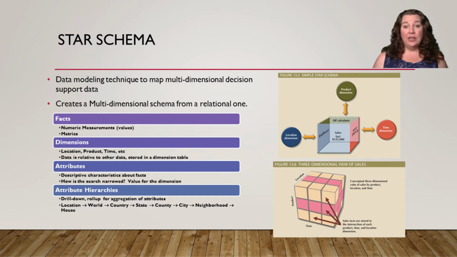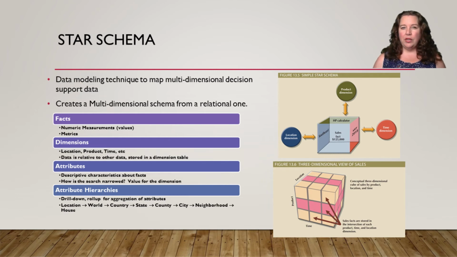So to visualize data that goes into a data warehouse, we use something called a star schema. And this star schema is a modeling technique that we use to map multi-dimensional decision support data. Multi-dimensional in this sense is which different dimension are we looking at. So this isn't just like a 3D cube. It can actually be a multi-dimensional cube. It doesn't have to be 3, it could be 5 or 7. But it creates a multi-dimensional cube, and it creates the schema from a relational one.